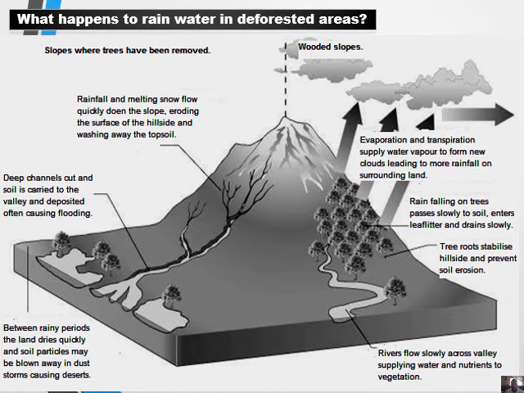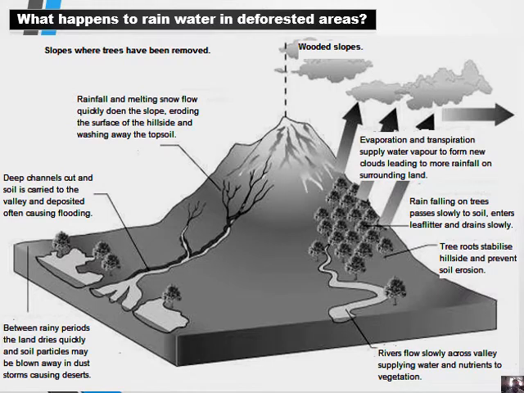Okay, so let's have a look if we don't have a forest on the left-hand side. Rainfall, melting snowfall quickly down the slope, eroding the surface of the hillside and washing away topsoil. Do you need to know how the process of erosion occurs? No. Do you need to know what it is? Yes. It's the movement of water past it very rapidly that's able to pick up all the soil particles as well as rip apart the stone that is there and actually eat away at the soil.